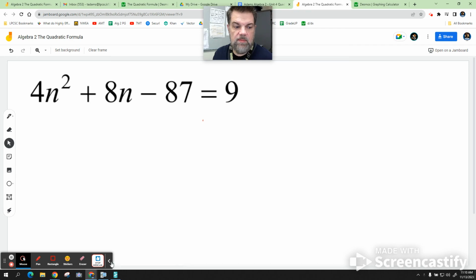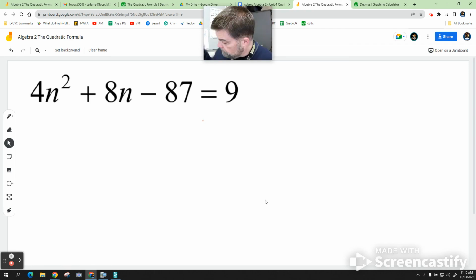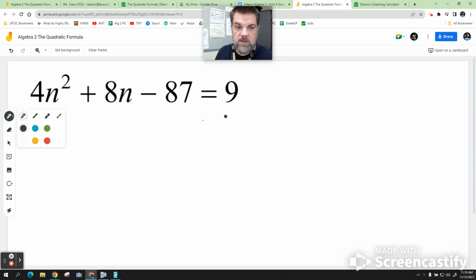All right, last problem on the worksheet. Remember that we got to solve. We got to make it equal to 0. So I'm going to subtract 9 here, subtract 9 here. So I've got 4n.